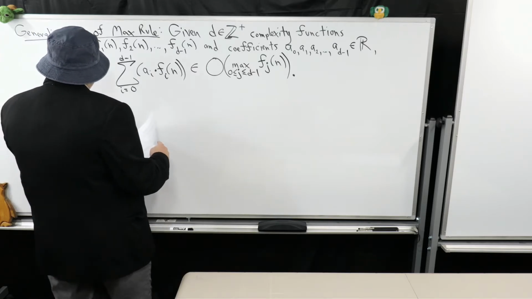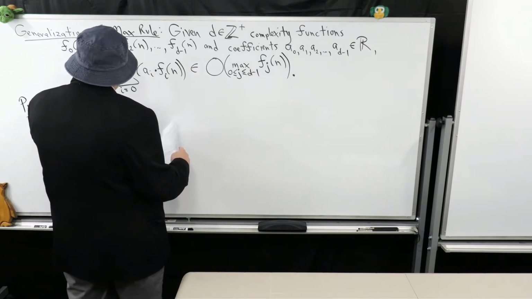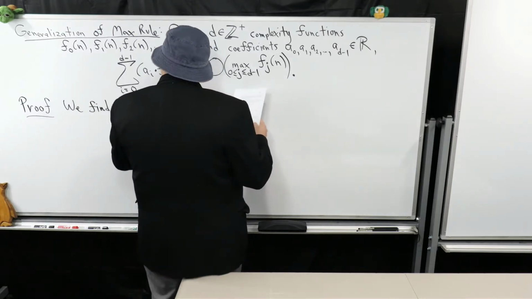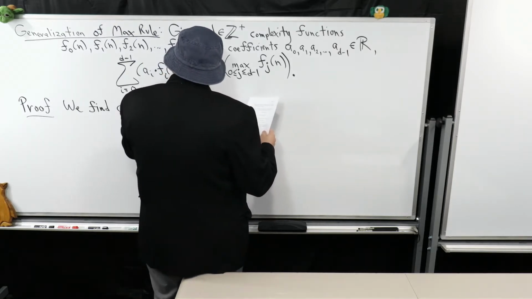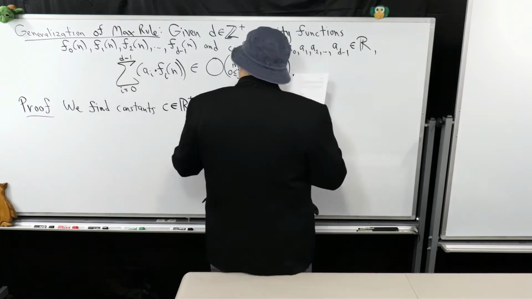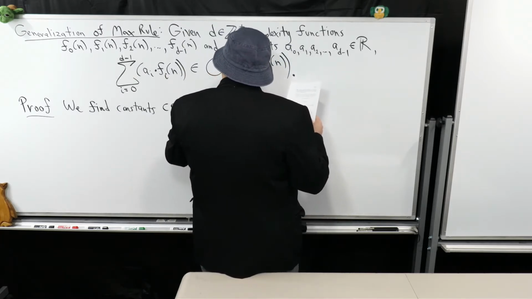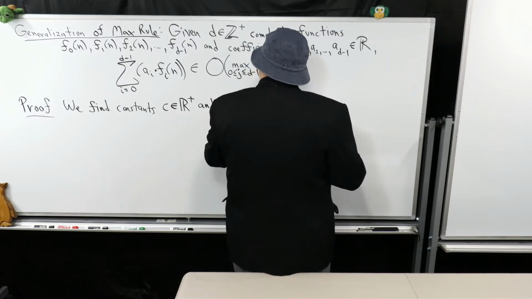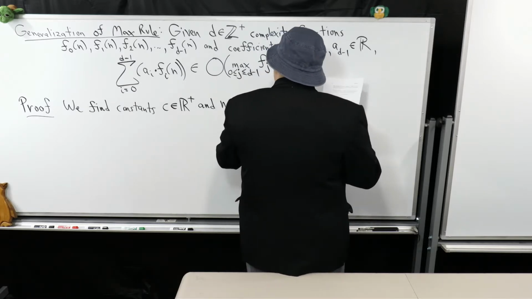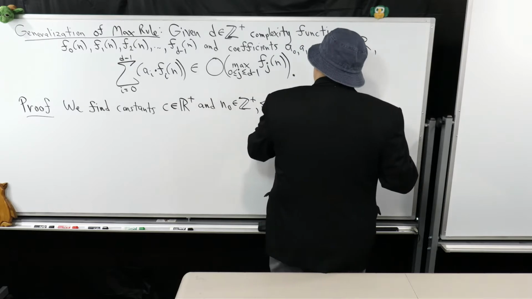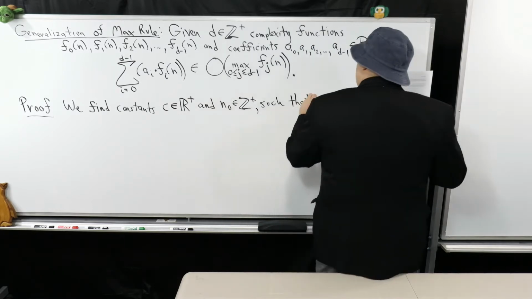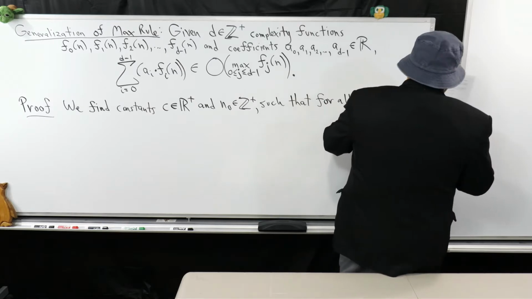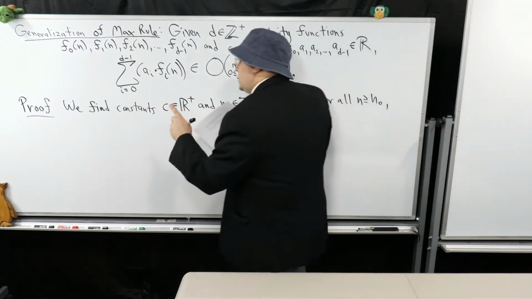So we find constants. Constants c, which is a positive real number, and n0. What's n0 again? That's a positive integer. Such that for all n greater than or equal to n0, what has to be true?